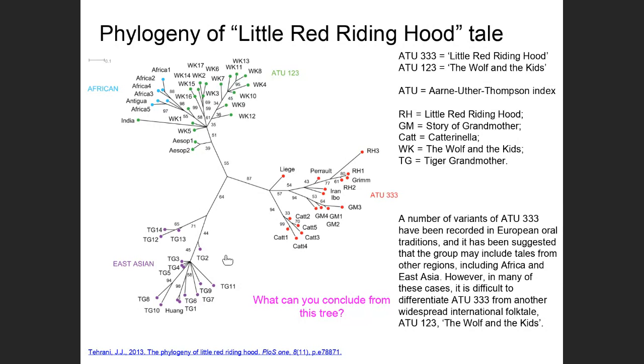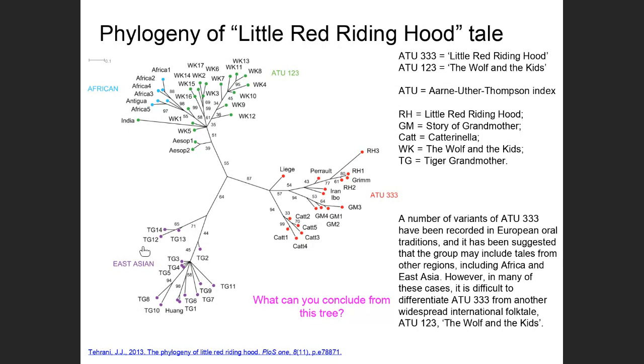Like the things I would conclude from here are, let's see, the Little Red Riding Hood. The Brothers Grimm wrote that, and it closely resembles a bunch of versions of GM, which is the story of grandmother. So Little Red Riding Hood is very similar to Story of Grandmother. And then this, The Wolf and the Kids, is over here. So that's The Wolf and the Kids. And it's more common in Africa and, oh, interesting, in India here.